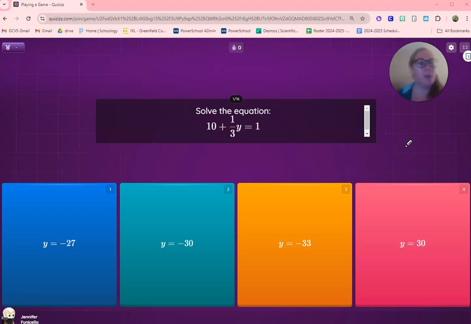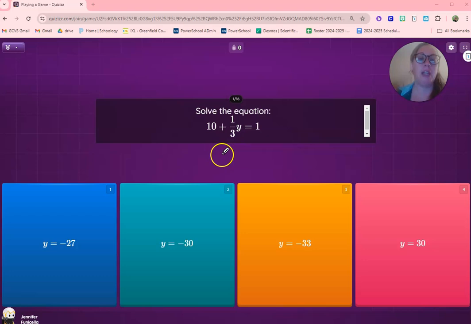Hello everyone, welcome. We're looking at the Quizizz assignment together next, and we're going to be solving equations and either finding that one solution or identifying if there is no solution or infinite solutions. So here's our first problem.